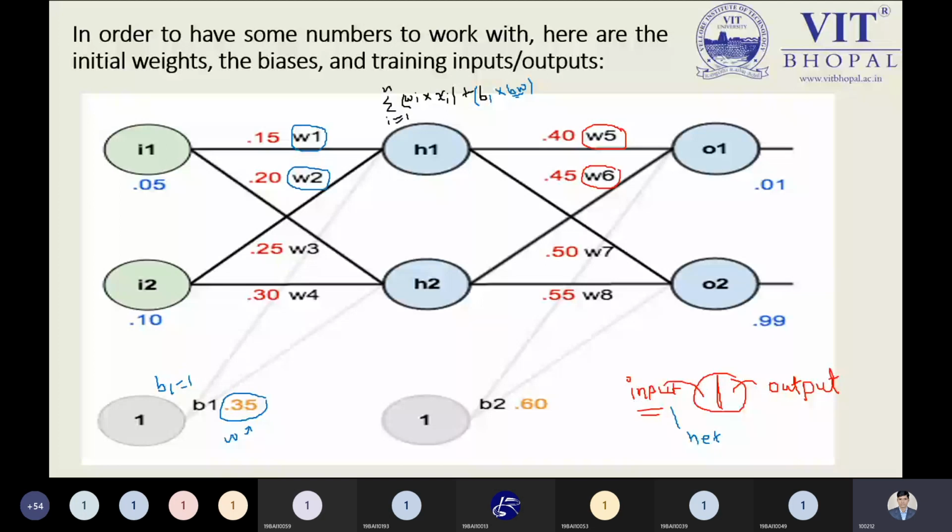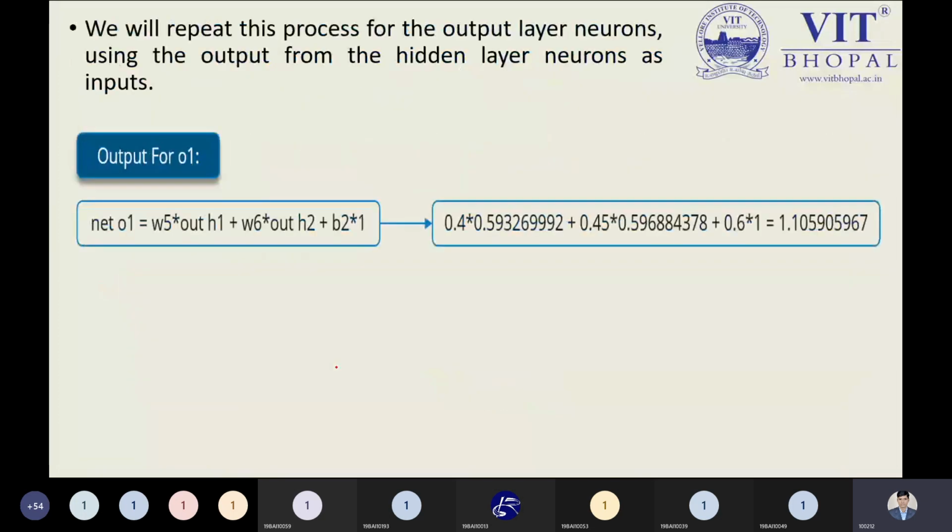Because we calculated the net value of H1, we are doing the same thing with O1. We are not doing anything special. We are doing the same steps as before. Now I'm sharing my solution without wasting much time, so I hope the other students can understand these steps. We will repeat this process for the output layer neuron, using the outputs from the hidden layer neurons as inputs.